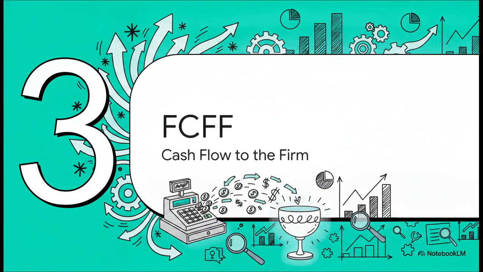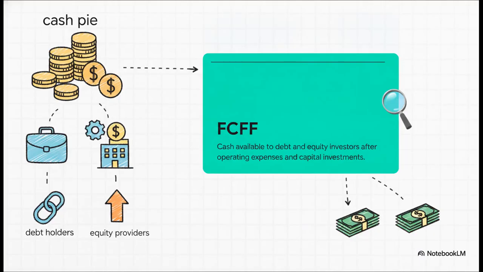All right, Section 3, Free Cash Flow to the Firm, or FCFF. We're transitioning now from historical reporting to the absolute holy grail of valuation, free cash flow. Free cash flow to the firm is the cash available to both debt and equity investors after paying all operating expenses and making necessary investments in working and fixed capital. The crucial point here is that FCFF tells us exactly how much cash belongs to the entire firm before we distribute a single dime to the debt holders. We've paid our employees, bought our necessary equipment, and what's left is the true cash pie.